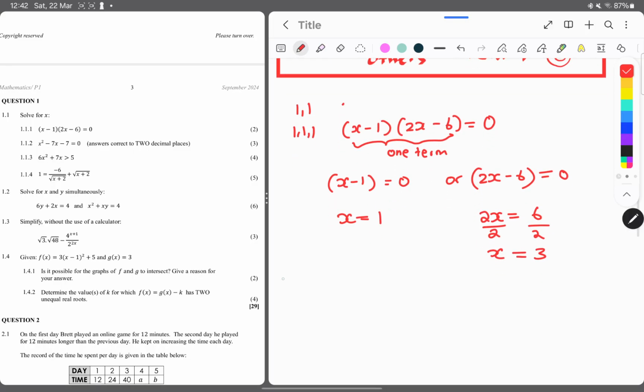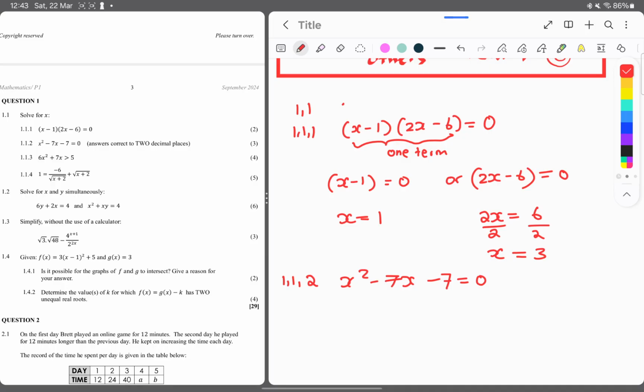Moving on to the next one, 1.1.2. You will notice that all question papers have the same structure, if not similar. They can swap the questions around, but you will always find the same type of questions. Now, with 1.1.2, you will notice that it says x squared minus 7x minus 7 equals 0, correct to 2 decimal places. That only means one thing. It means that the expression cannot be factorized. Therefore, we have to use the quadratic formula.